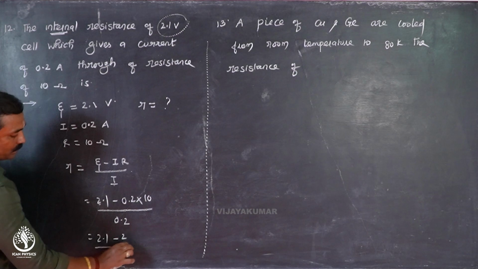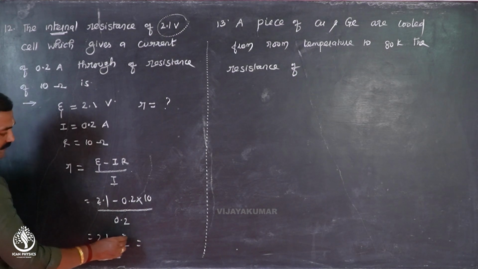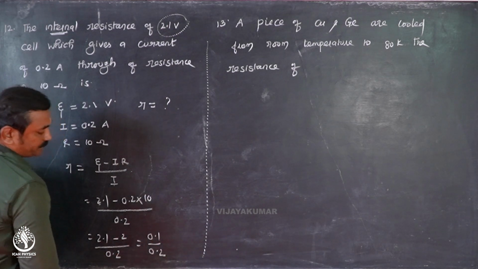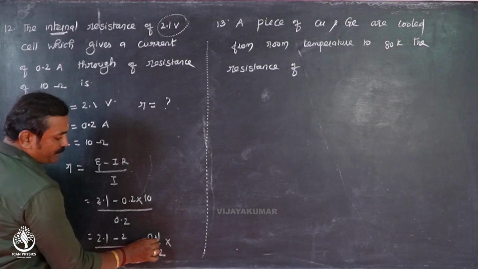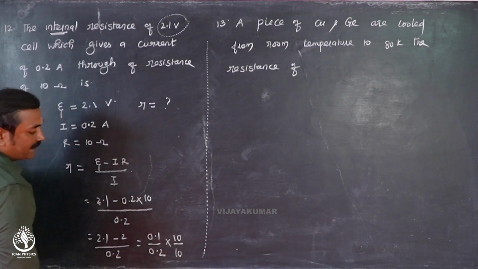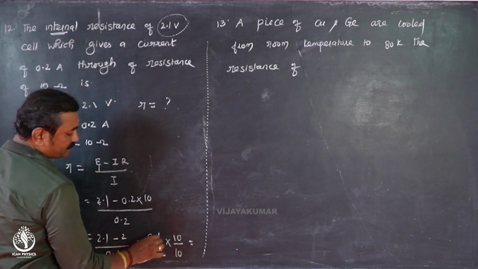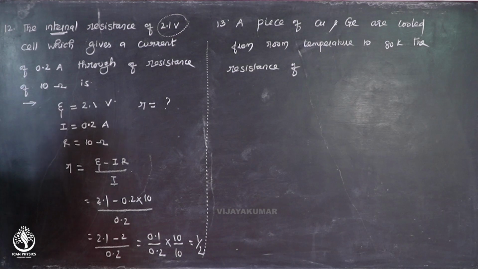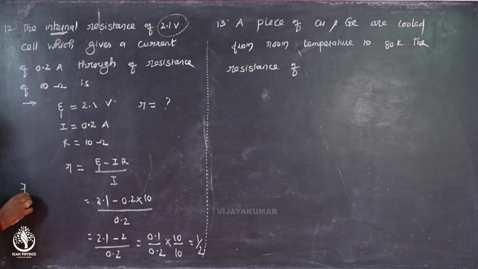It becomes 2 divided by 0.2. So 2.1 minus 2 is 0.1, divided by 0.2. In the numerator and the denominator we have one decimal point, so multiply by 10 and divide by 10. It becomes 1 by 2, which is 0.5. So the internal resistance is 0.5 ohm.